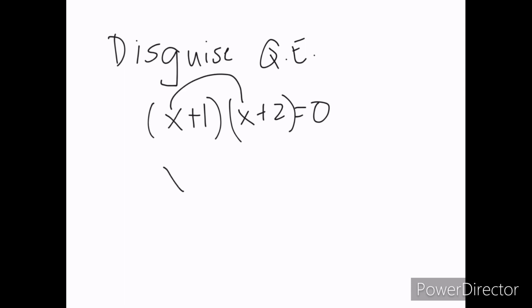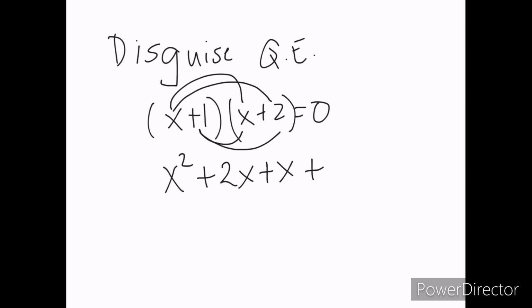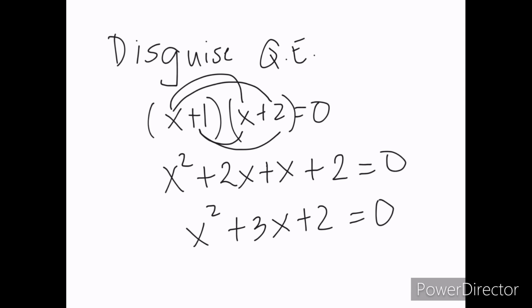Multiply the first term, x squared. First term to the second term, plus 2x. Then positive 1 times x plus x. Then positive 1 times positive 2 is plus 2 is equal to 0. Then simplify by combining like terms. So x squared plus 3x plus 2 is equal to 0. Therefore, we can say that this equation is considered a quadratic equation.